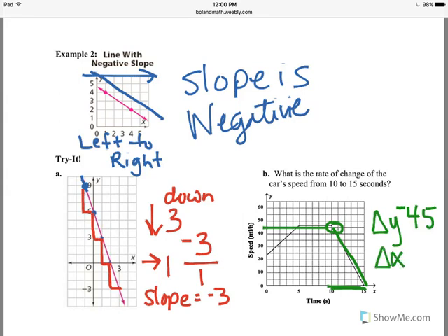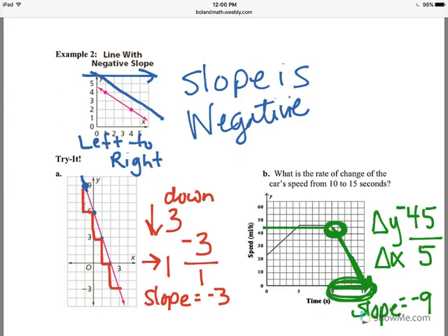and then the change in x. Well, the change is how many x's you have. So from 10 to 15, there's 5 units. So you'll put 5. And the change in y goes from 45 up here to zero in that time period. That's why it's negative 45, because you're going from 45 and decreasing. So your slope, if you divided it, would be negative 9.